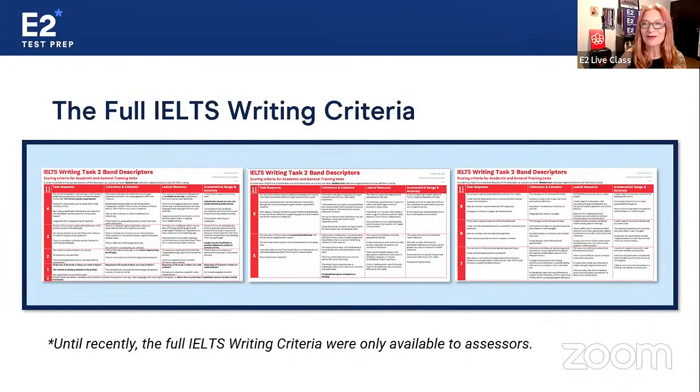And of course, we can definitely help you because the band descriptors are public, we know the criteria. And also, you students can go through it, even though sometimes the language may be a little bit unfamiliar, but still, I highly recommend that you read the band descriptors for sure. Until recently, you students did not have the full band descriptors.